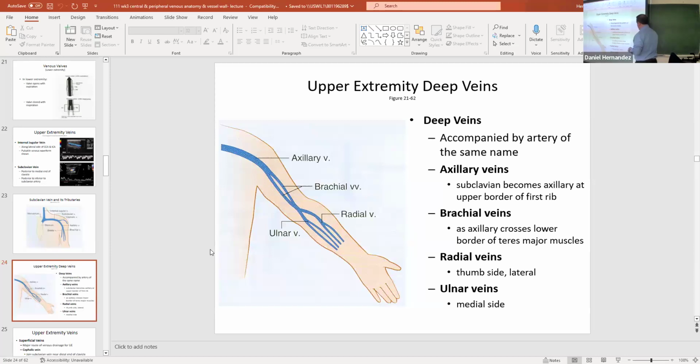Further down the arm, we have the brachial veins. So as the brachial veins cross that teres major muscle, it becomes the axillary vein. Further down the arm, we have the radial veins and the ulnar veins. So these are all deep veins because they all have corresponding arteries. So again, we said the radial veins are going to be lateral or thumb side. Ulnar veins are going to be in the forearm medial side or pinky side.